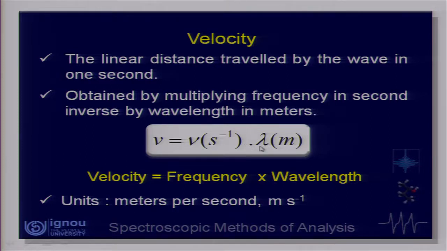Since we have these two units, the combined unit comes out to be meter per second, which we are familiar with. Typically, velocities are in distance per unit time. So, here the distance is in meters and time is in seconds. So, meter per second is the unit for the velocity of radiation. Okay.